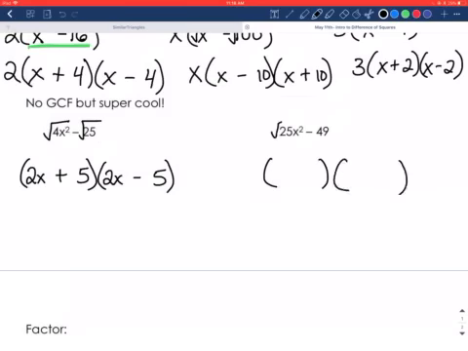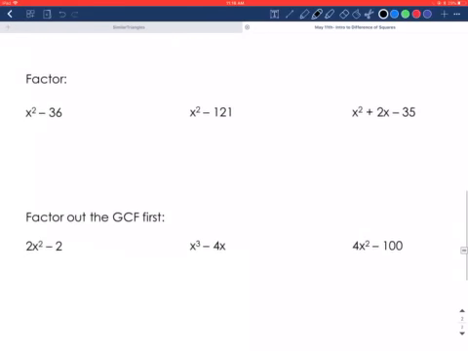So the same thing here. We set up our two sets of parentheses. The square root of 25 is 5. The square root of x squared is x. And the square root of 49 is 7. Plus, minus. Here we go.